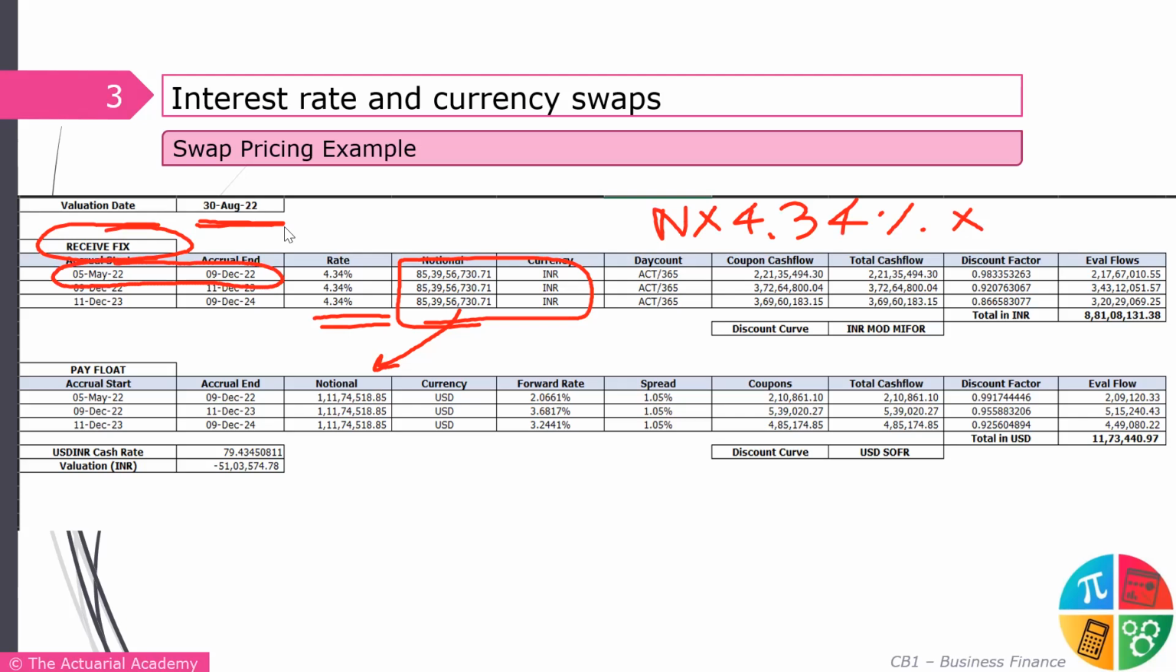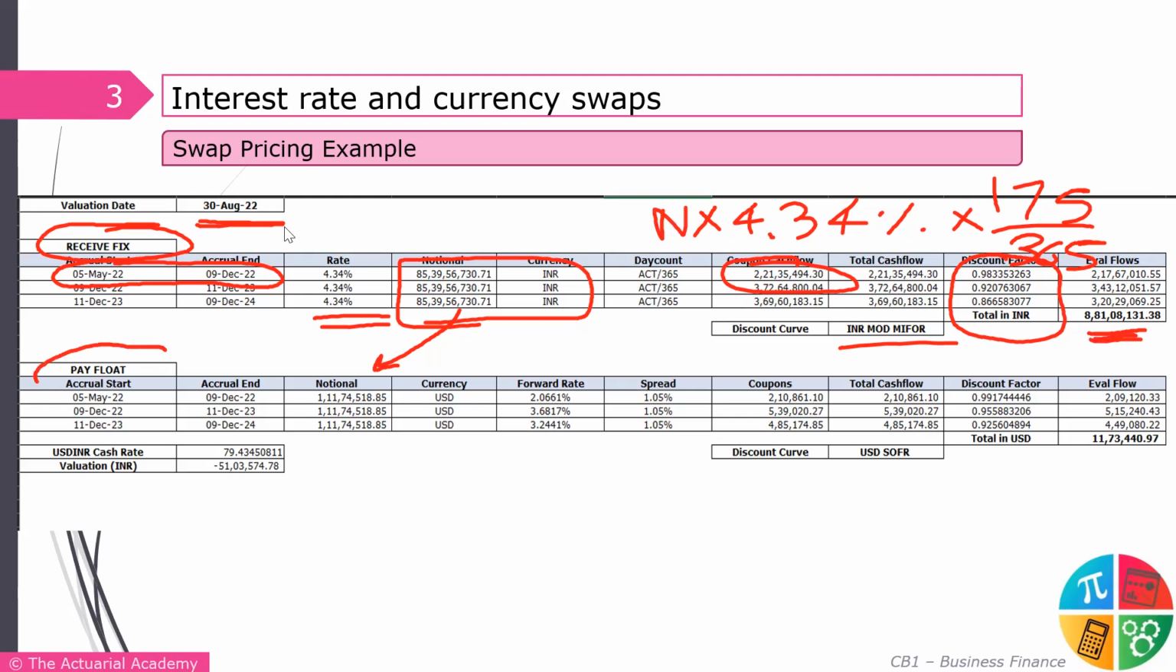Suppose there are 175 days, so 175 upon 365, because it's not a full year, right? If it was a full year, then the full 4.34 would have come into the picture, but it's a half year, so half is coming into the picture, and this is how coupon cash flow is computed. It is discounted using an interest rate curve, not a simple fixed interest rate like 5%. It's discounted using the interest rate curve known as INR MIFOR. We won't go into much detail, and this is the PV of that particular swap.